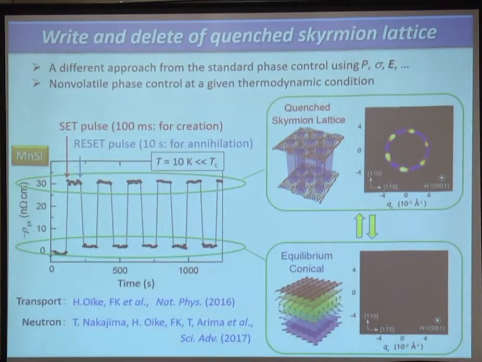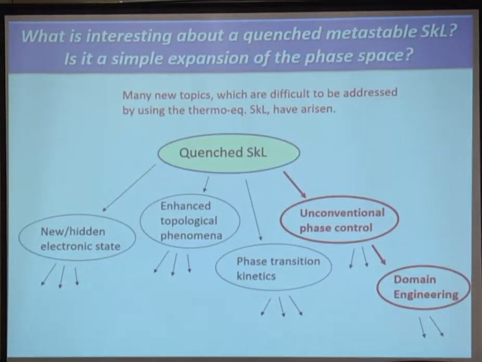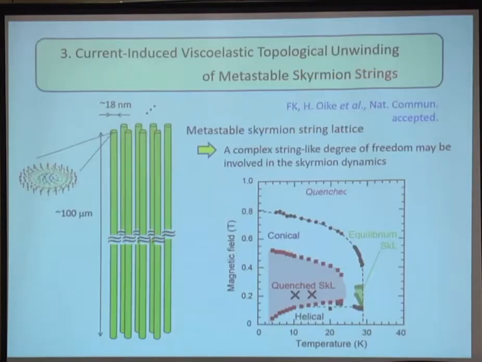In fact, we could demonstrate reversible and non-volatile switching between the quenched Skyrmion lattice and the equilibrium conical state by applying an electric pulse. This was scientifically confirmed with topological Hall measurement and also experiment. So this is a different approach from the standard phase control using pressure, strain, and so on. With this technique, we could also perform a very primitive domain engineering, which was very important to study the next topic, current-induced viscoelastic or metastable Skyrmion strings.